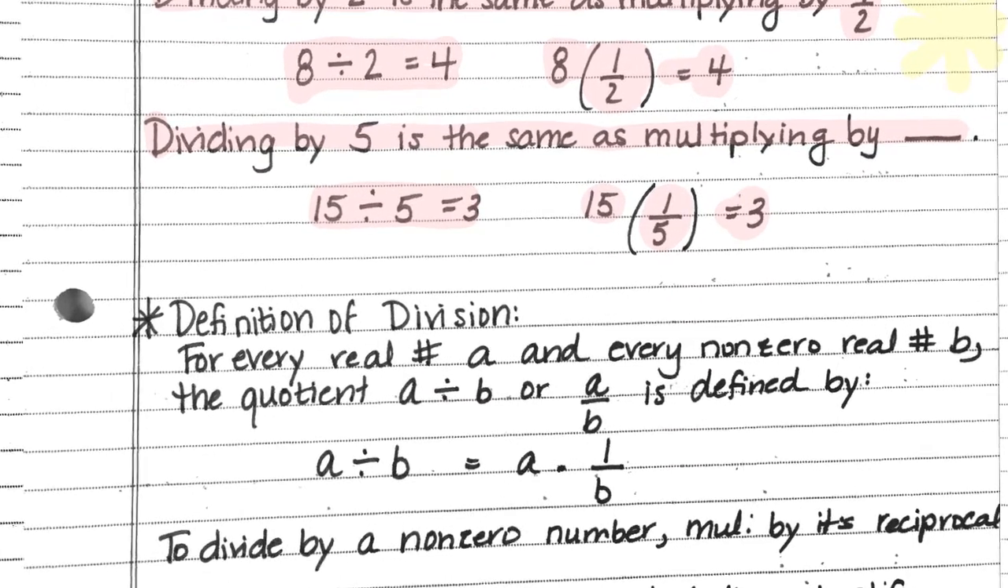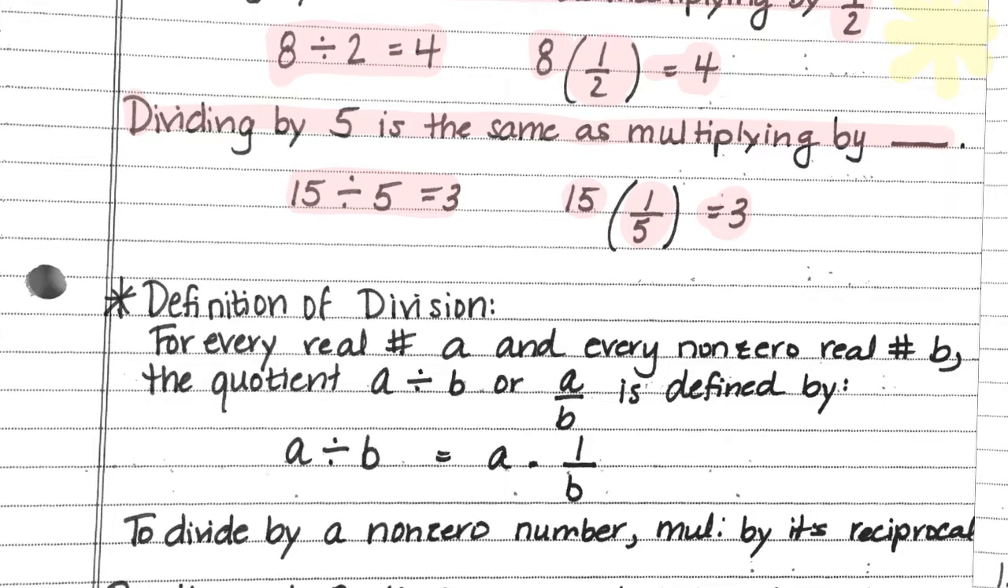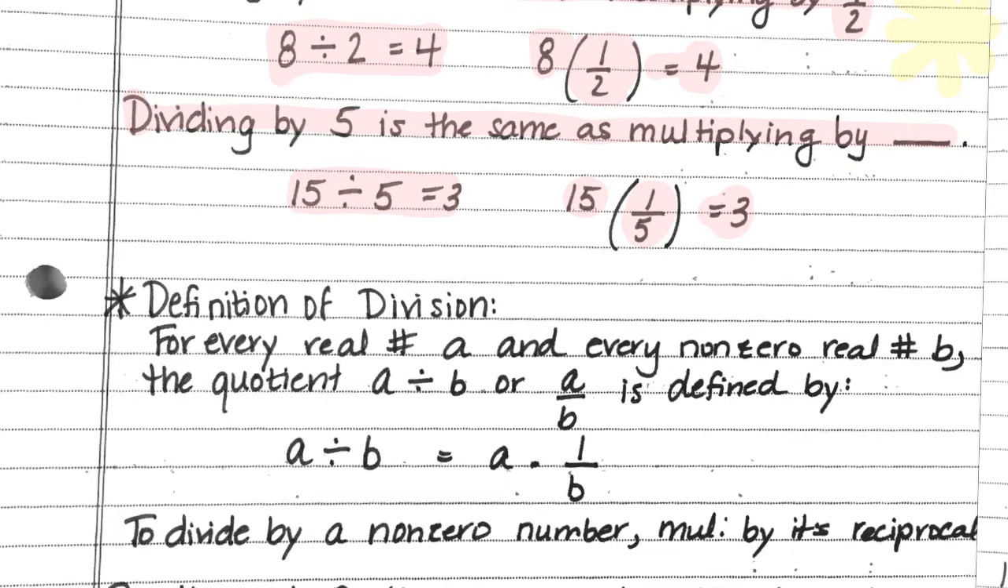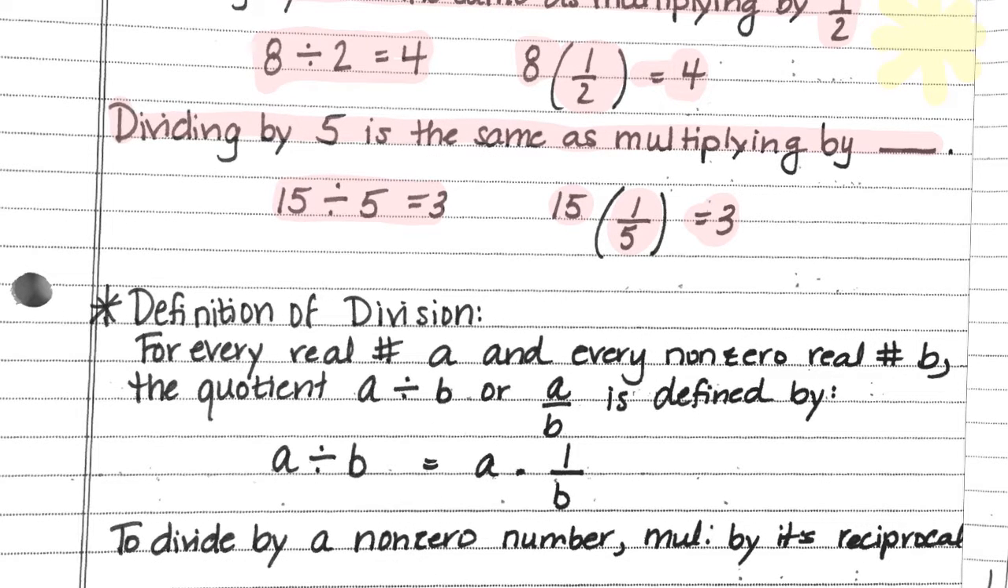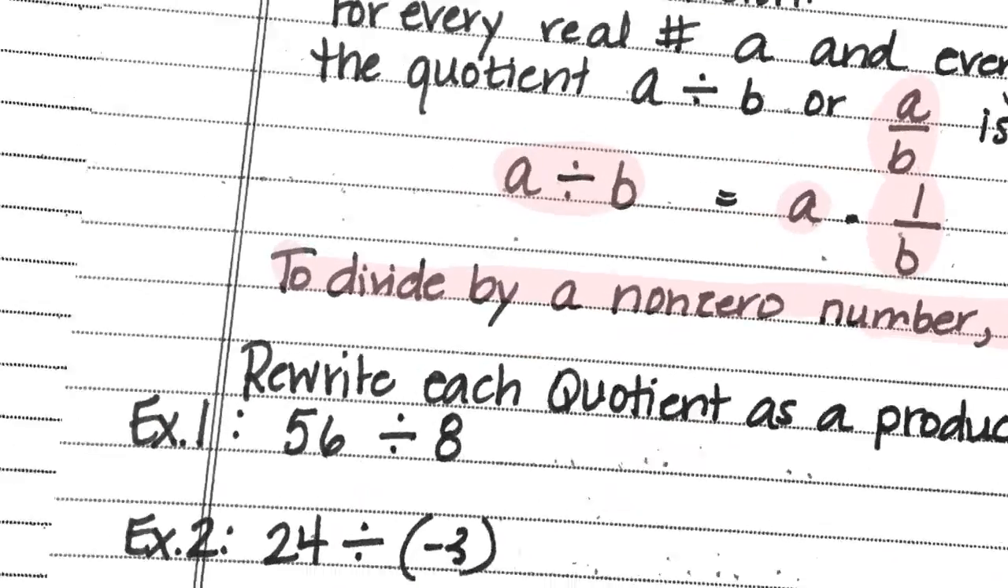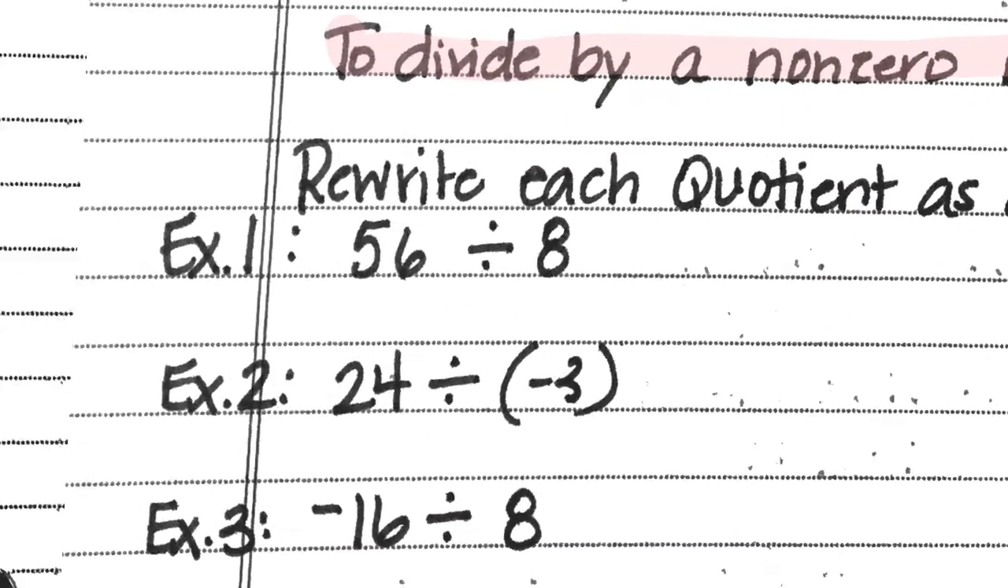Our definition of division says for every real number A and every non-zero real number B, the quotient A divided by B, or A over B, is defined by A times 1 over B. And to divide by a non-zero number, multiply by its reciprocal. We just talked about that in our last lesson.